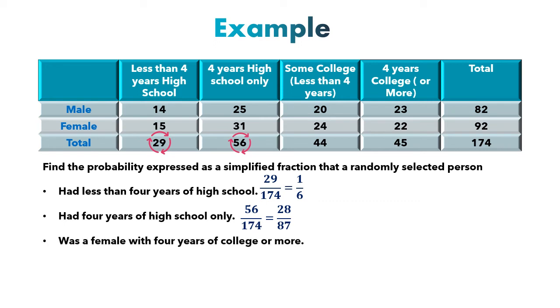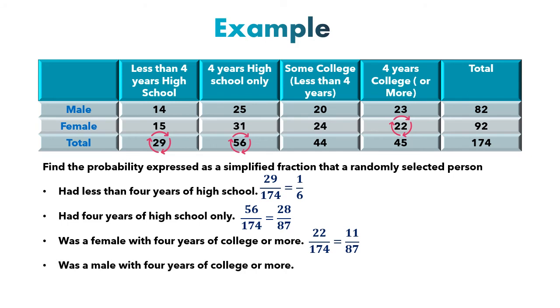Now, a female with 4 years of college or more. So we're looking for a female with 4 years of college or more. So we can look at the female, and we need 4 years of college or more. So it's going to be 22 out of 174. With a male with 4 years of college or more, so we have male with 4 years college or more, so it's going to be 23 out of 174.